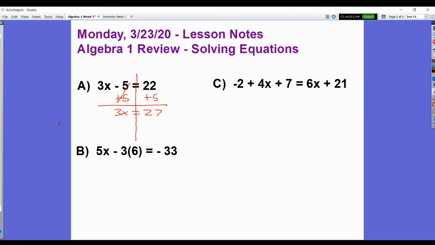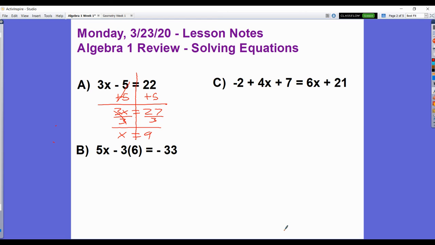Our next step here is to cancel out the 3. So we're doing the opposite. This is 3 times x, so we would be dividing both sides by 3 to get the 3 over here to cancel, and then we would divide 27 by 3, and x would equal 9. All right, so there's our answer. We got that first equation solved. Remember, you could always check your work. If you want to see if you got it right, you could take this 9, plug it into this equation. 3 times 9 is 27, minus 5 equals 22. Okay, so you can check it to see if it works.